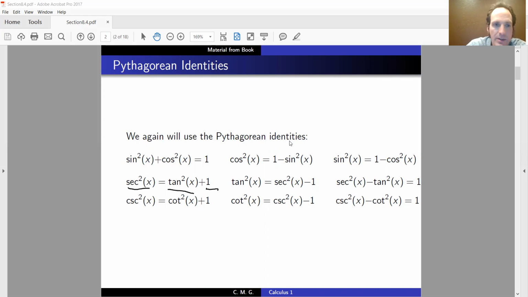Same thing for cosecant squared. This time I divide by sine squared of x. So sine squared over sine squared is 1. Cosine squared over sine squared is cotangent squared. 1 over sine squared is cosecant squared. So I can use that identity as well.